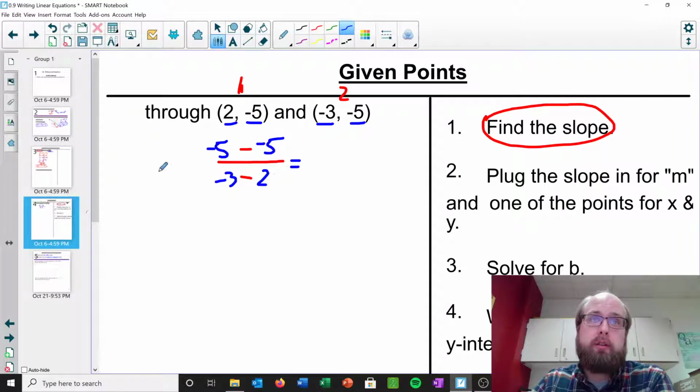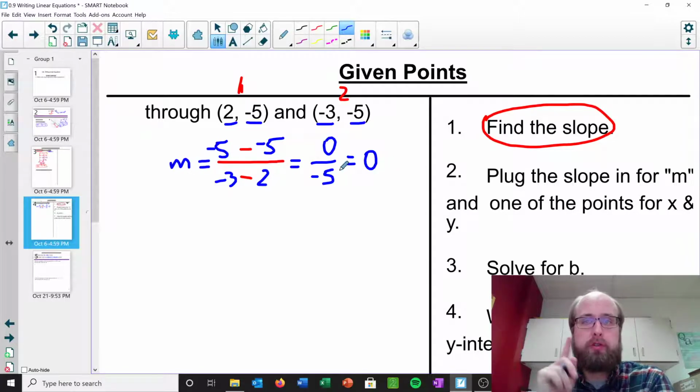And then we just got to solve this. And so negative 5 minus a negative 5. Remember, minus a negative is plus. So negative 5 plus 5, well, that'd be 0 over negative 3 minus 2 is negative 5. 0 over negative 5 is 0. Okay? And so now I have my slope, right? We have our first piece of information we need.